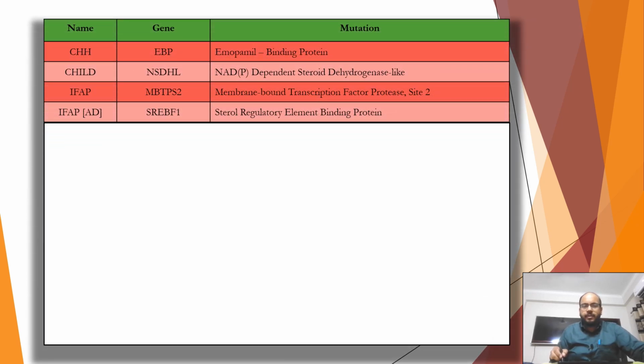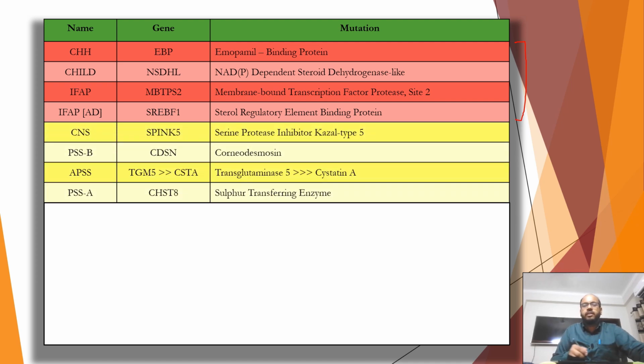So we'll see this table again. In the previous video, we have already discussed the first group. The second group, the disorders of cornification, includes Comel-Netherton syndrome, peeling skin syndrome type B, acral peeling skin syndrome, and peeling skin syndrome type A. Netherton is because of SPINK5 mutation, which encodes serine protease inhibitor Kazal type 5. Peeling skin syndrome type B is because of corneodesmosin mutation. Acral peeling skin syndrome is because of transglutaminase 5 mutation, more than cystatin A. Peeling skin syndrome type A is because of CHST8 mutation, a sulfur transferring enzyme. Clear? Let's move forward.